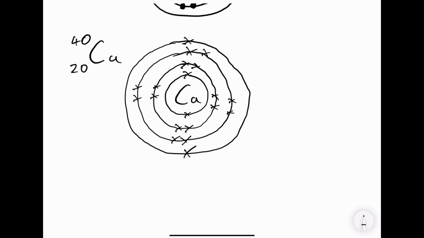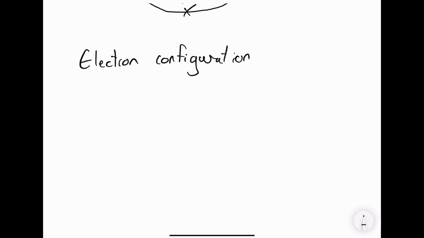Now I want you to try a couple on your own, so pause the video here and draw the electron configurations of the following. Let's do hydrogen, and let's do chlorine and potassium. Okay, so pause the video here.